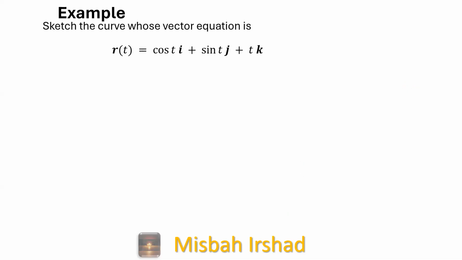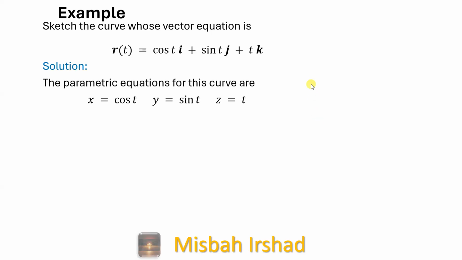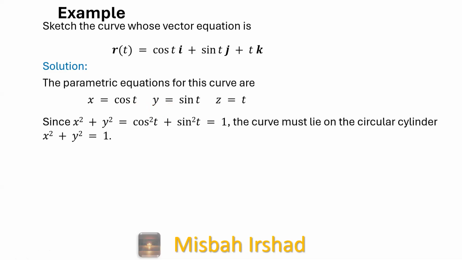Similarly, we have another vector valued function, r(t) is equal to cos t i plus sin t j plus t k, and we are required to draw the curve of this function. In this case, x is equal to cos t, y is equal to sin t, and z is equal to t. If we square x and y and add both the square terms, then we get 1. That is, x squared plus y squared is equal to 1. So our curve must lie on the circular cylinder.